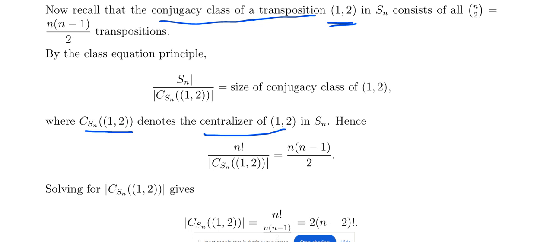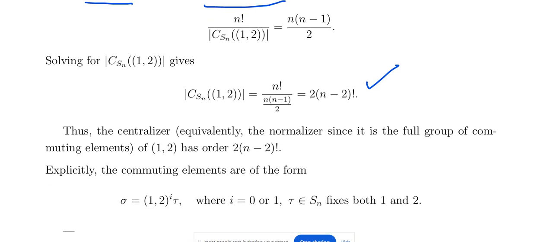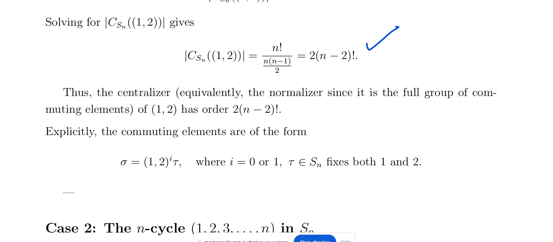The centralizer C_Sn of (1 2) we can find. Because the size of the conjugacy class of (1 2) is nC2, that is the transpositions, when you cross multiply and simplify, the 2 goes up. You get 2 into (n minus 2) factorial. This is what we said before: the number of elements that commute with (1 2) in Sn is 2 into (n minus 2) factorial.